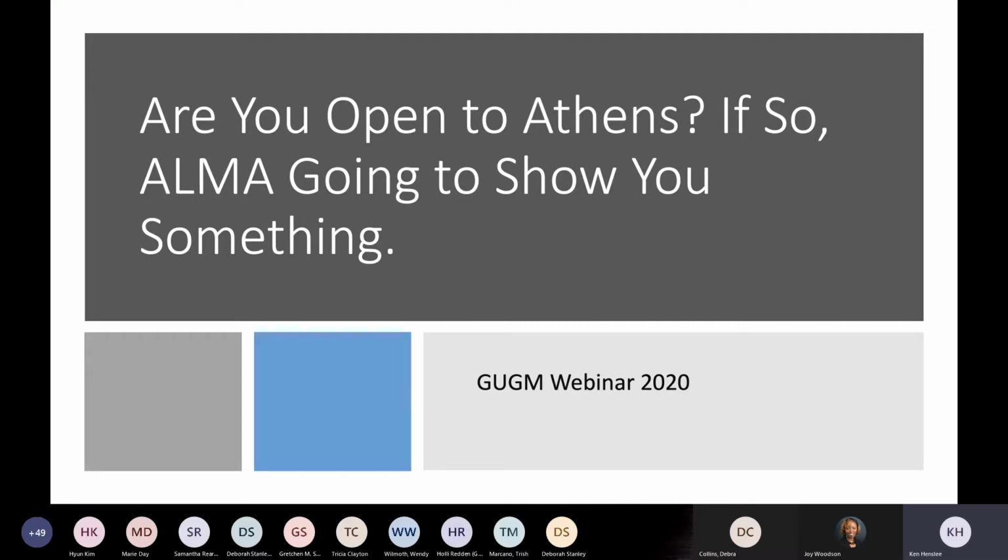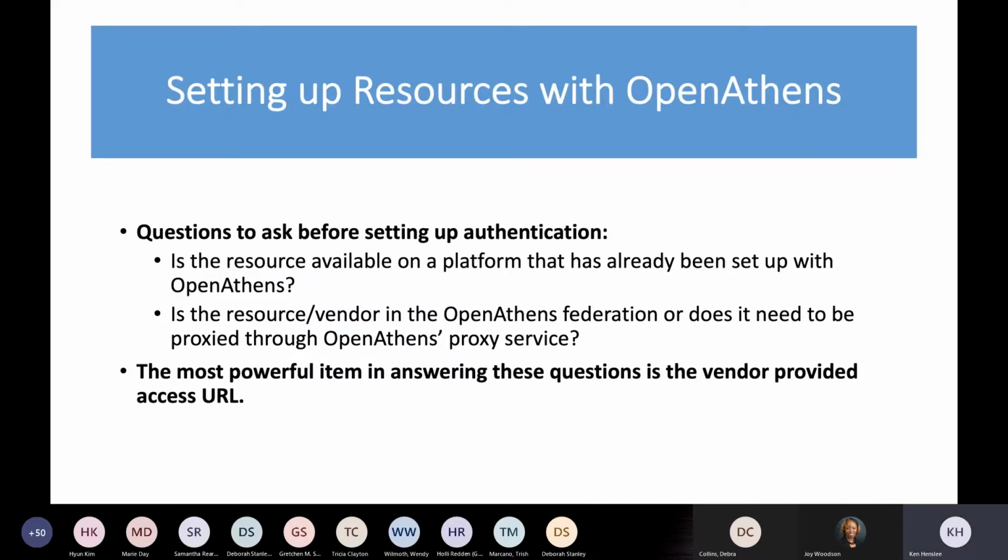EZproxy has been the primary means of remote authentication for vendors for almost two decades now, and it was a lot easier to set up. OpenAthens is more complicated, and I'm not trying to undersell OpenAthens, but I think the goal of this presentation is just to bring our understanding up to where it was with EZproxy. So, like I said, I'm going to start from the perspective of setting up resources and walk through things from that perspective.